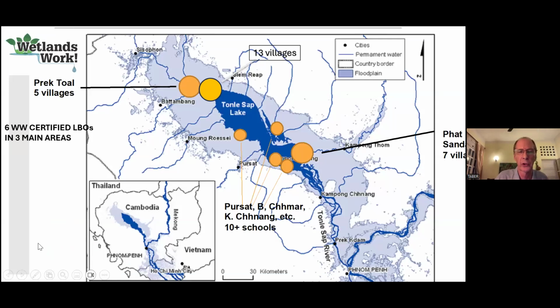Wetlands Work is a social enterprise. We're very small. We also have an NGO element to our work called Clean Water by Wetlands Work. We're working primarily in Cambodia, on the Great Lake, which is also called Tonle Sap Lake. It is an inland ocean. It's the world's most complex hydroecological system, as well as the world's most productive inland freshwater fishery by area.